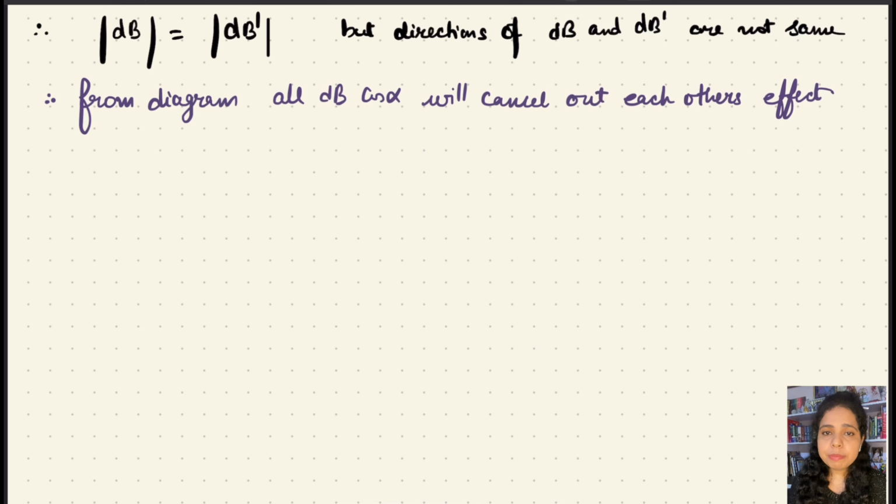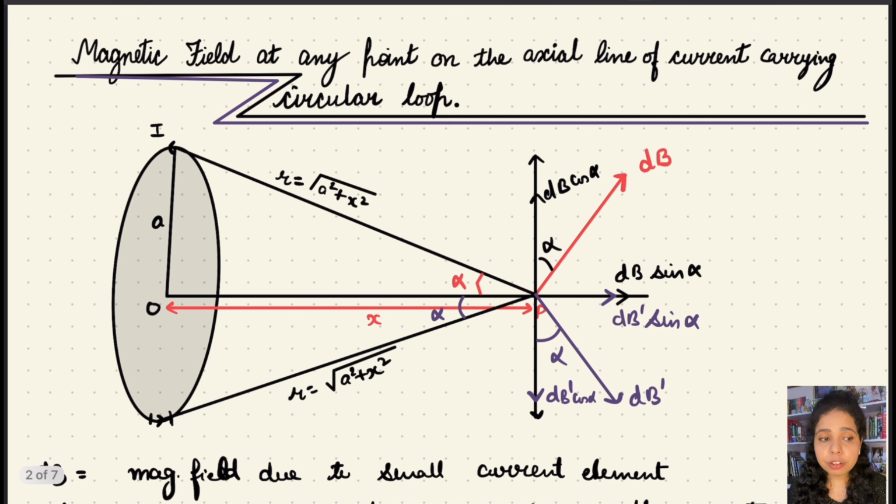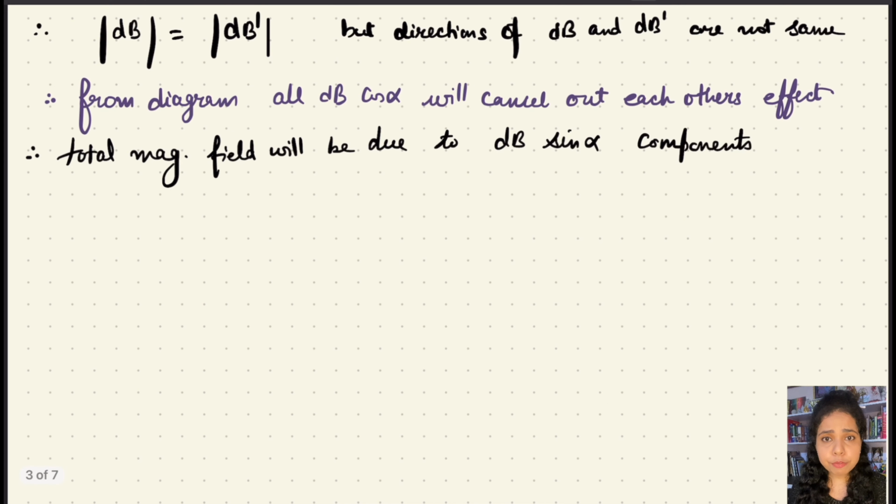Now dB sine alpha and dB dash sine alpha are acting along the positive x-axis. Therefore, the total magnetic field will be due to the dB sine alpha components. As we have divided this ring into an infinite number of equal parts, all dB sine alphas will be acting in the same direction, that is along the positive x-axis. Therefore, we have to add all dB sine alpha components.